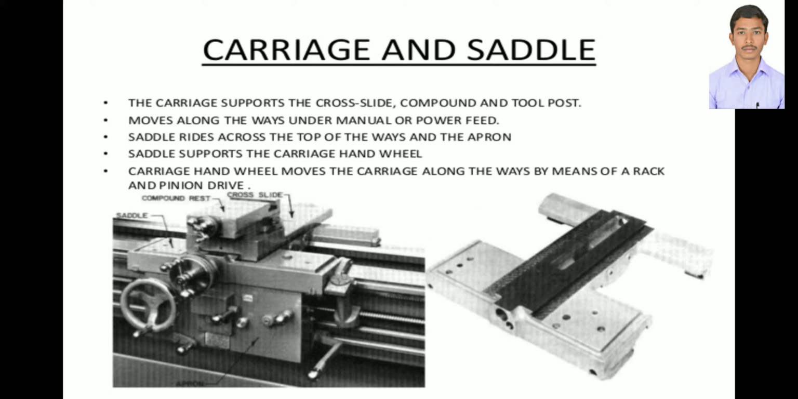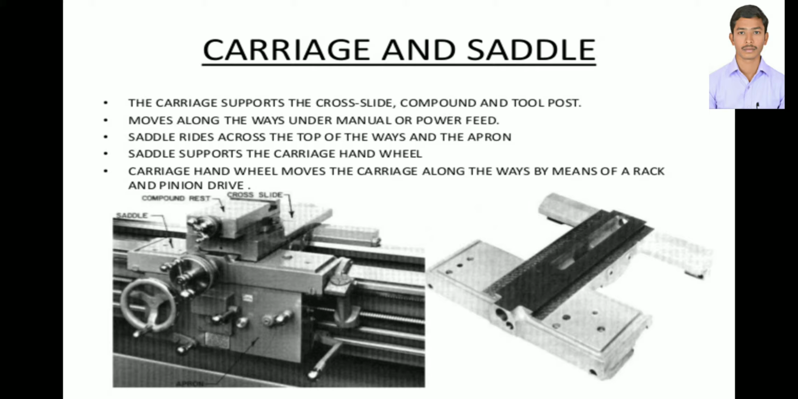The saddle rides across the top of the ways and the apron. I will explain what the apron is and what the parts of the apron are. The saddle supports the carriage hand wheel. You can see in the diagram there is a carriage hand wheel and a saddle. The carriage hand wheel moves the carriage along the ways by means of a rack and pinion drive system.